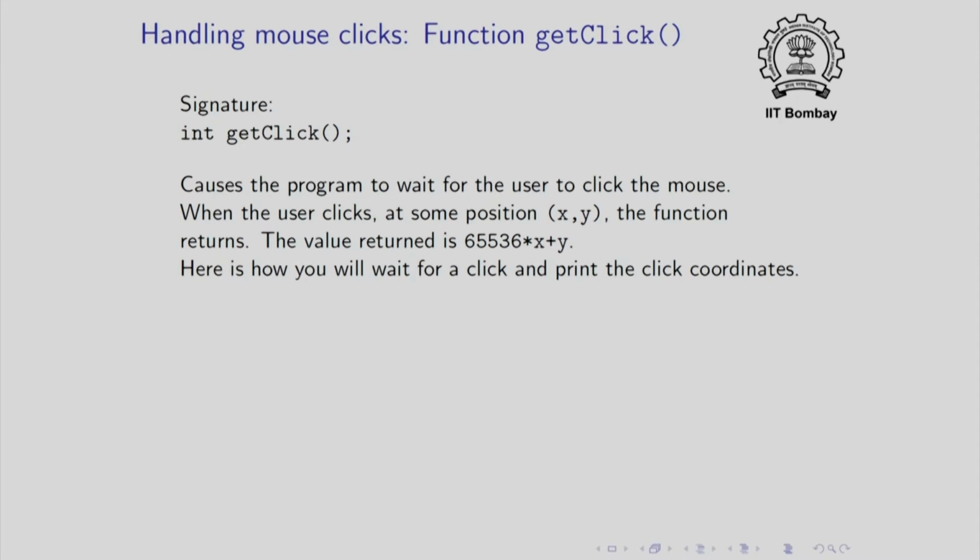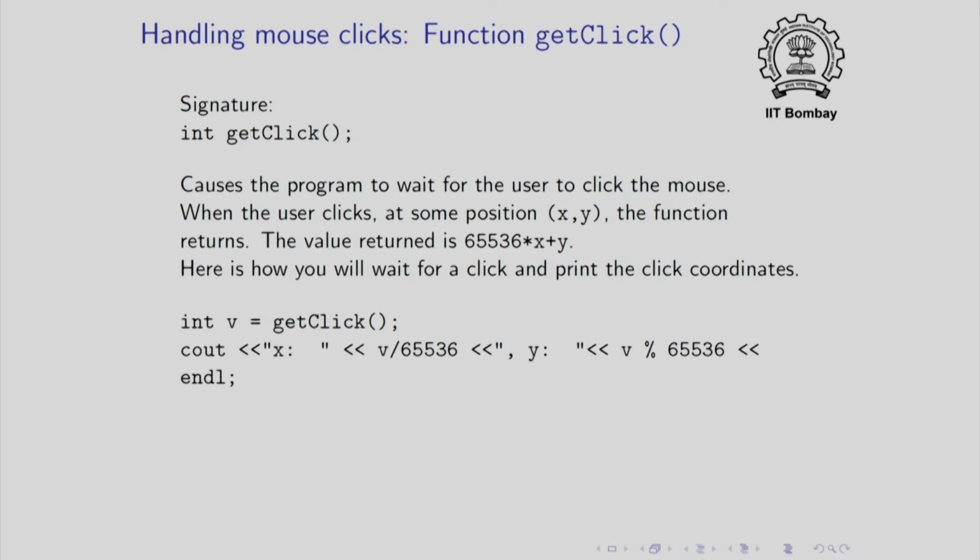Of course, you will want to do more than printing the click coordinates, but for simplicity, I have just shown the code to print the click coordinates. We declare an integer v in which to receive the results of the GetClick and then call GetClick. At this point, the program halts. The program waits. At some point, the user clicks, and then the program resumes. The value returned by GetClick is put into the variable v.